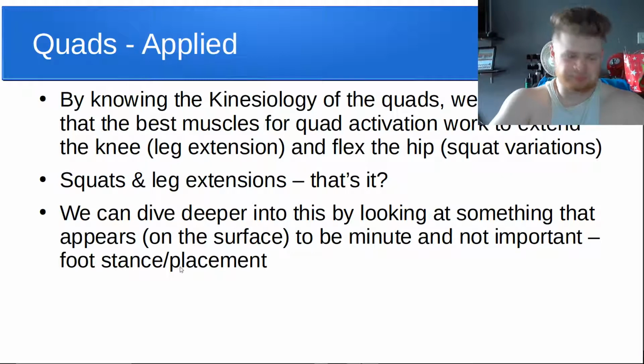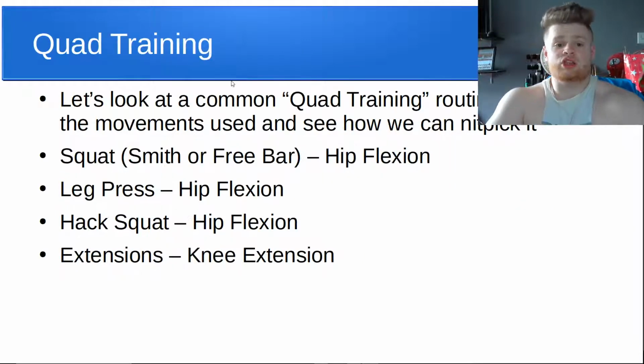Is that it? Now, no, that's really not it, obviously. But we can dive deeper into this by looking at something that appears on the surface to be minute and not important, like the foot width and the foot stance of your quad movements. So now, let's look at a common quad training routine and see how we can alter this and how we can nitpick it.